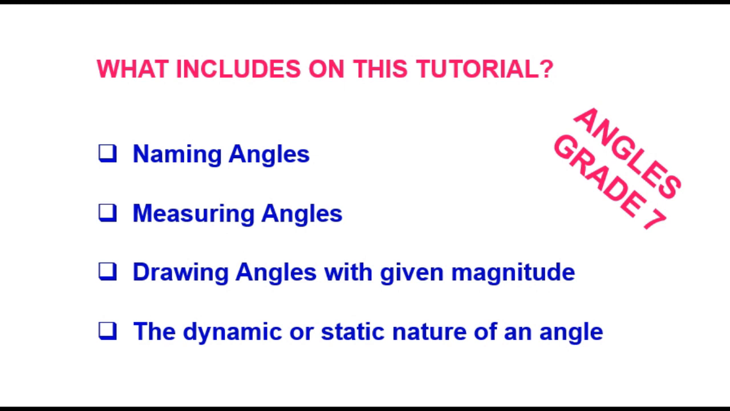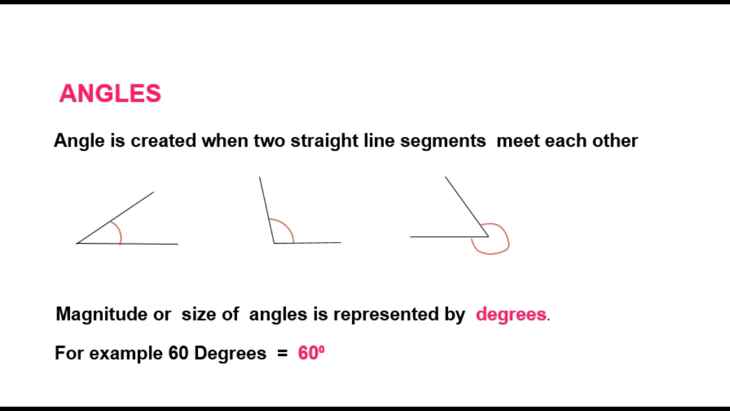In this lesson, you have to learn naming angles, measuring angles, drawing angles, and also the dynamic or static nature of an angle. An angle is created when two straight line segments meet each other. You can see the diagram here, different angles.